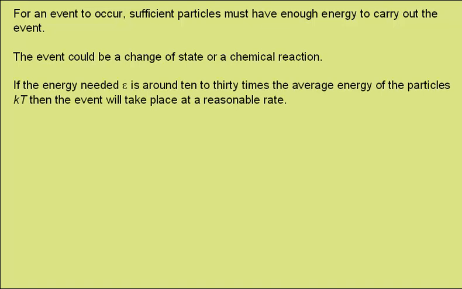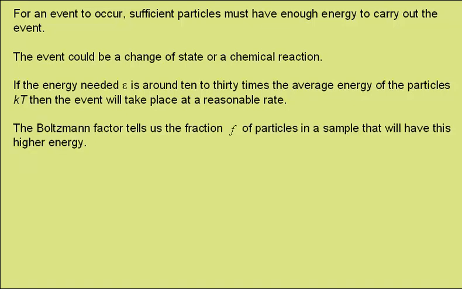If the energy needed, epsilon, is around 10 to 30 times the average energy of the particles, kT, k being the Boltzmann constant and T the temperature in Kelvin, then the event will take place at a reasonable rate. The Boltzmann factor tells us the fraction f of particles in a sample that will have this higher energy, giving f equal to e to the minus epsilon over kT.